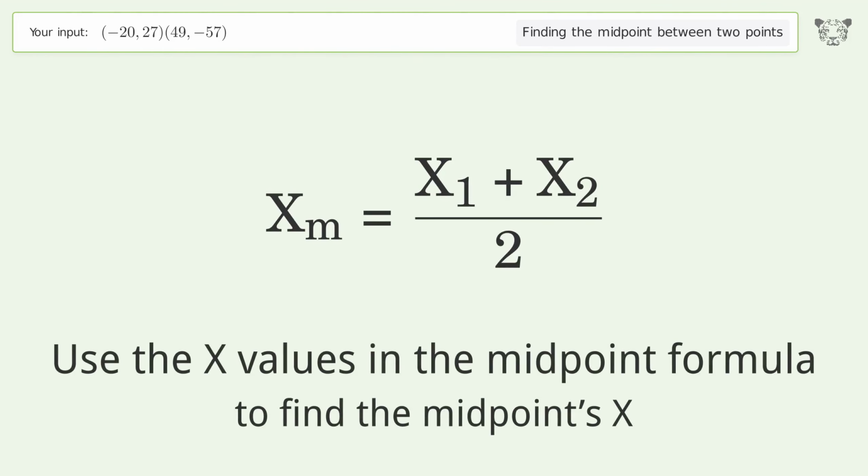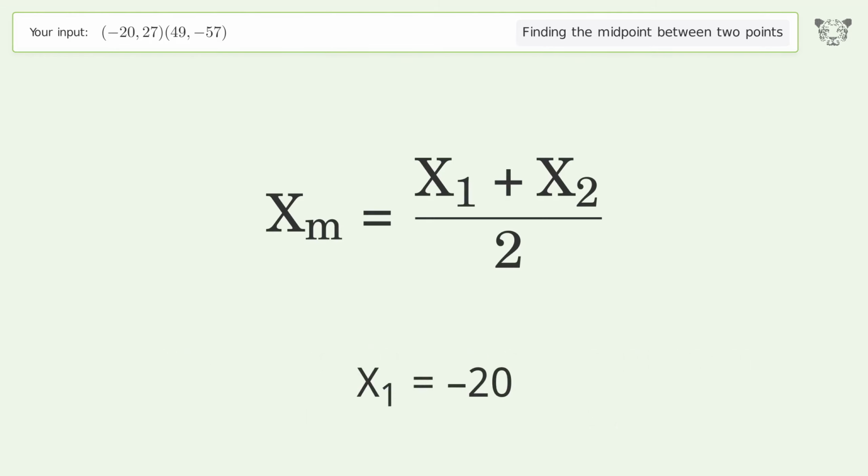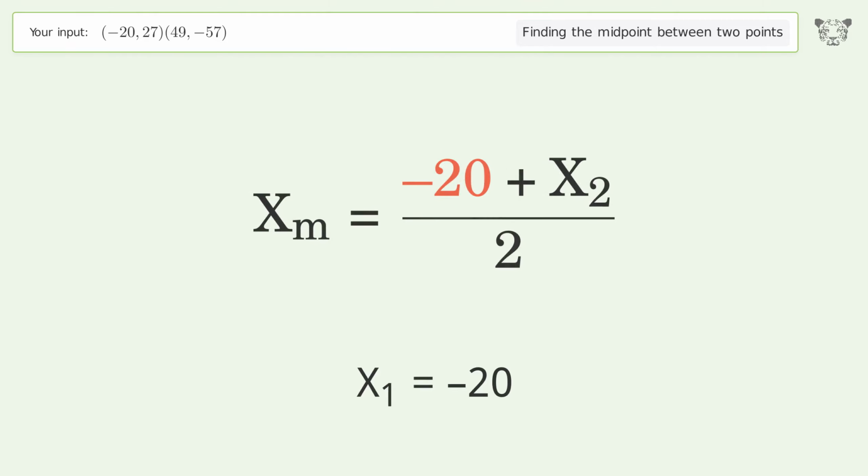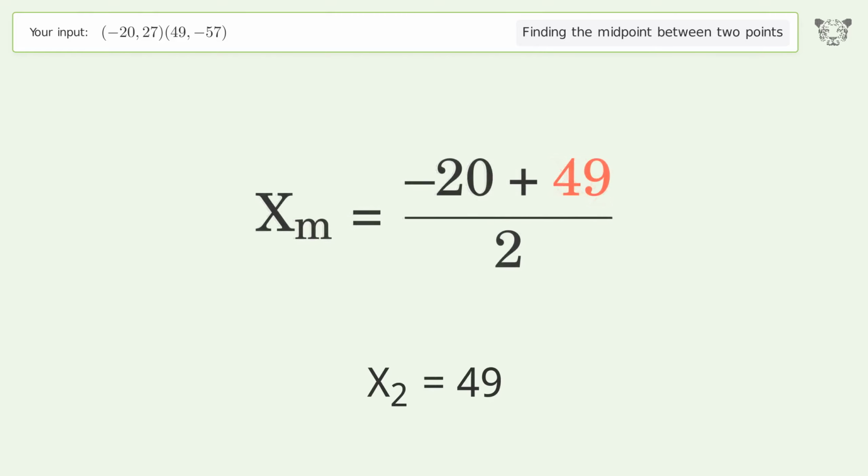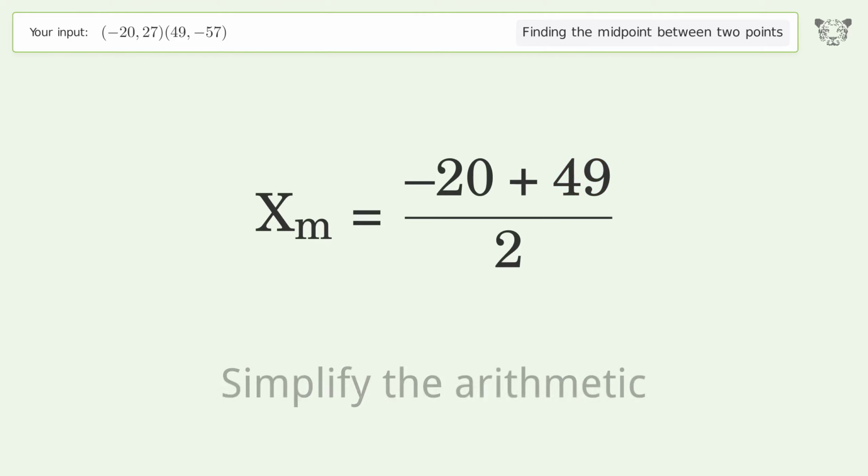Use the x values in the midpoint formula to find the midpoints x. x1 equals -20. x2 equals 49. Simplify the arithmetic.